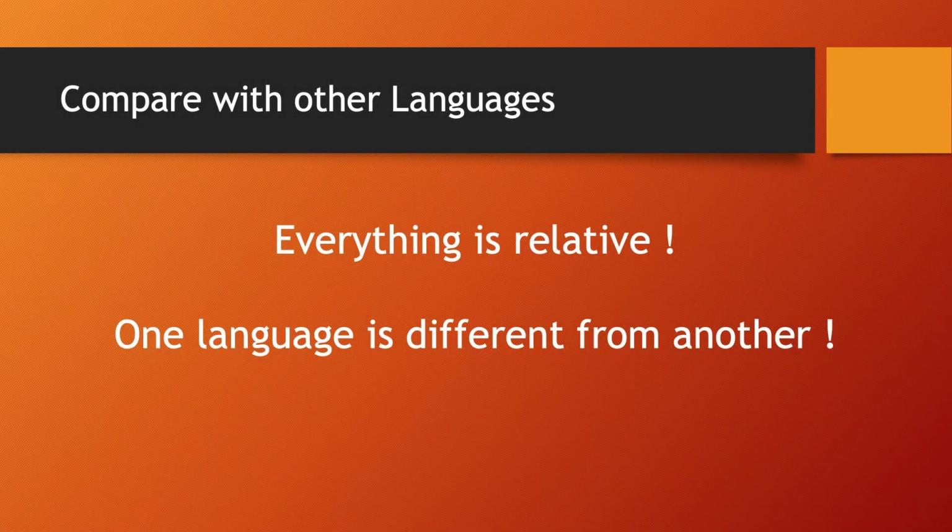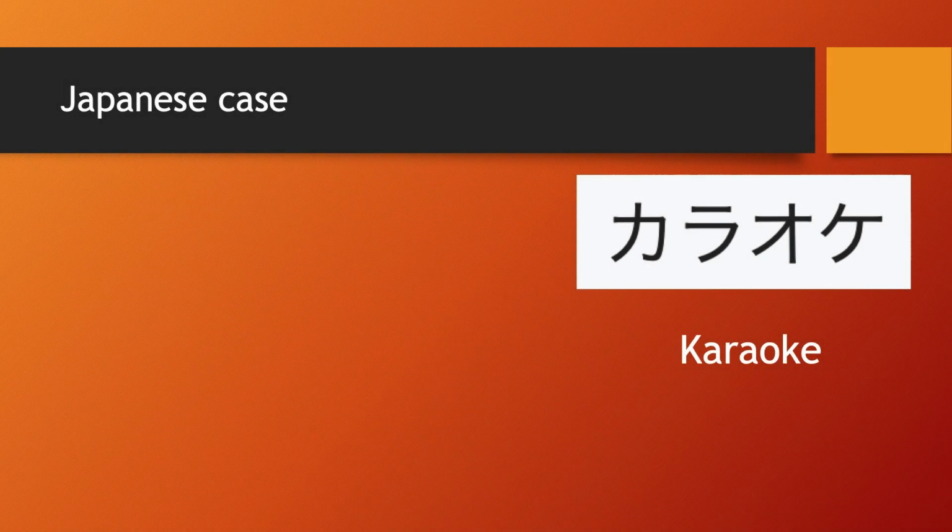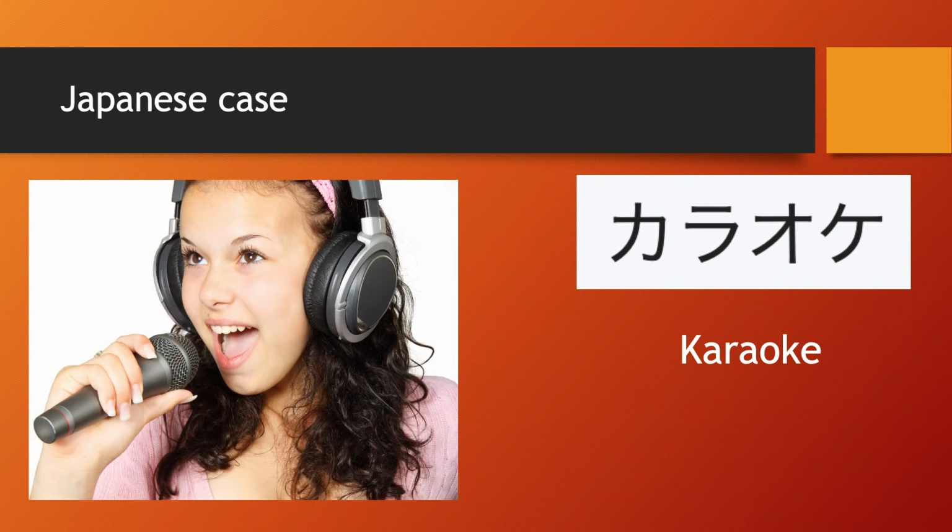I'd like to remind you that everything is relative. We are talking about differences between multiple language systems, not a limitation of a specific language. Let's take a look at some examples. You probably know about karaoke, the singing bar for entertainment. It is called 노래방 in Hangul, by the way. The origin of karaoke is Japan.